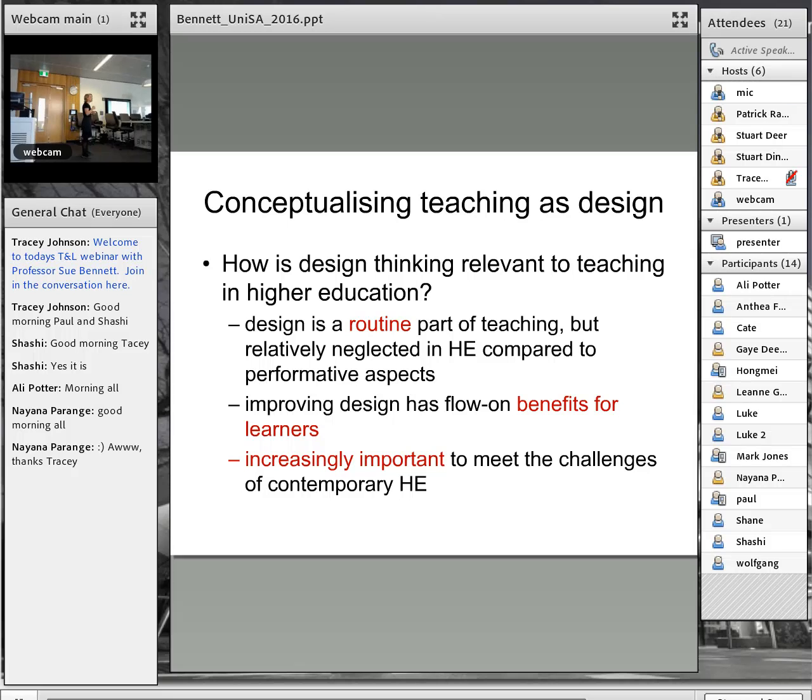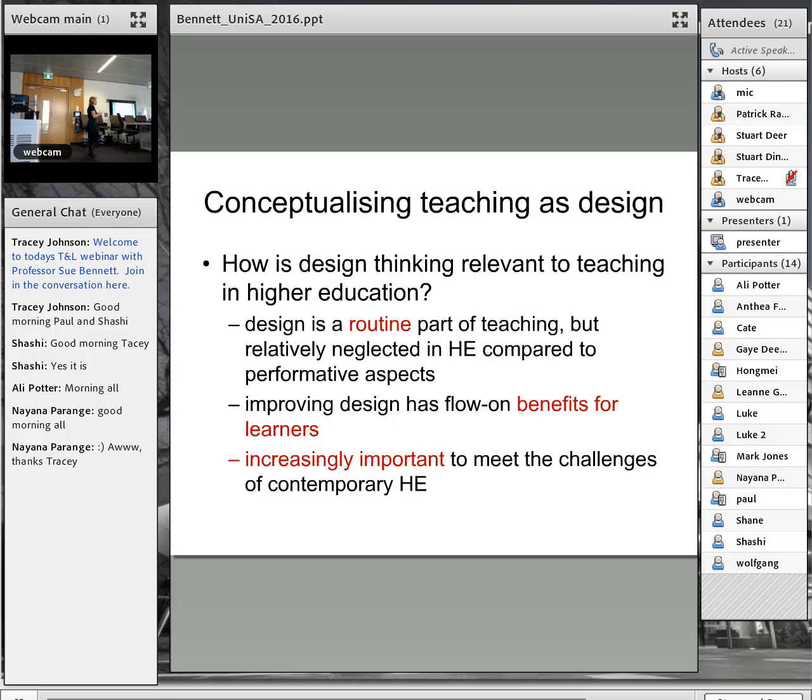So it's relevant also because improving design has got flow-on benefits for learners. I'm not sure if you're familiar with it, but Prosser and Trigwell have got this chain of relations between teachers' conceptions of teaching through to their approaches, which influence students' approaches to learning, which influences their activities and outcomes. So if you just put design in that as well, design is part of a teacher's approach to learning.